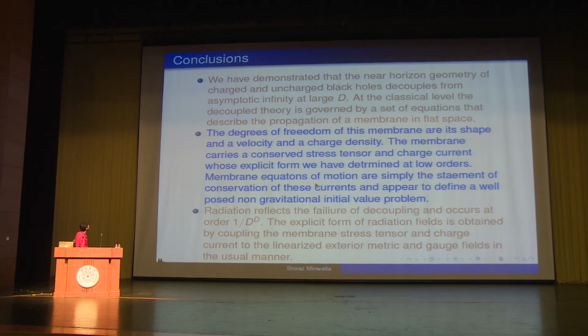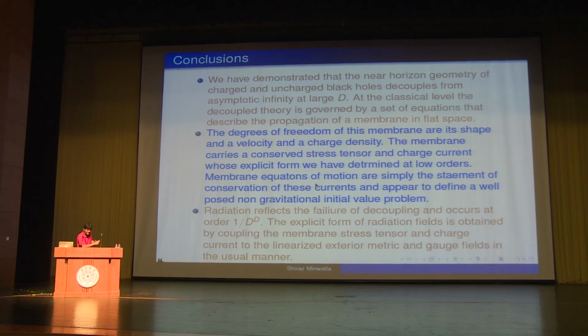Okay, conclusions. What have we done? We've demonstrated that the near horizon geometry of charged and uncharged black holes decouples from asymptotic infinity at large d. At the classical level, the decoupled theory is governed by a set of equations that describe the propagation of a membrane in flat space. The degrees of freedom of this membrane are its shape and a velocity and a charge density. The membrane carries a conserved stress tensor and a charge current, whose explicit form we've determined to the first couple of orders in large d expansion.